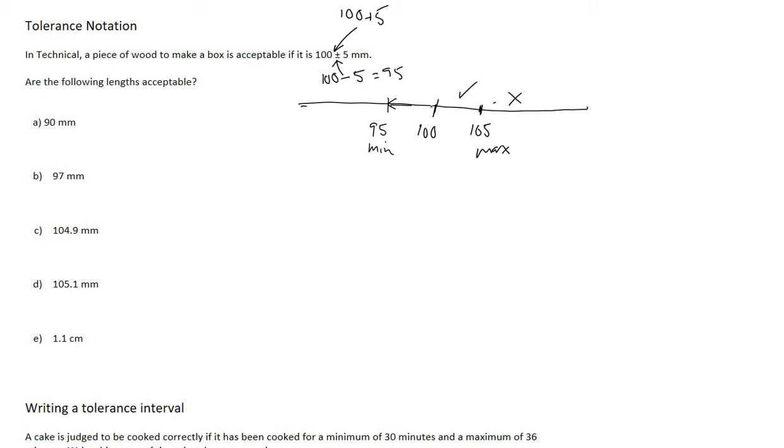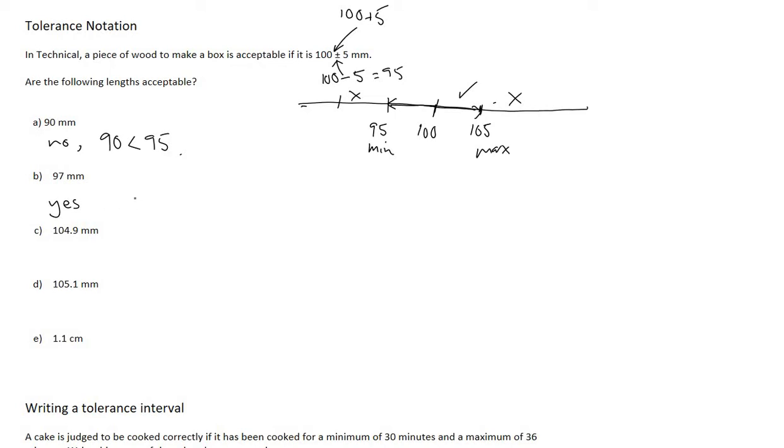So in this range my lengths are acceptable, and if it's outwith that range, then it's not acceptable. Is 90 millimeters acceptable? No, that's down there somewhere. And if you wanted to write a little justification, you would say 90 is less than 95. What about 97? Yes, 97 is great.